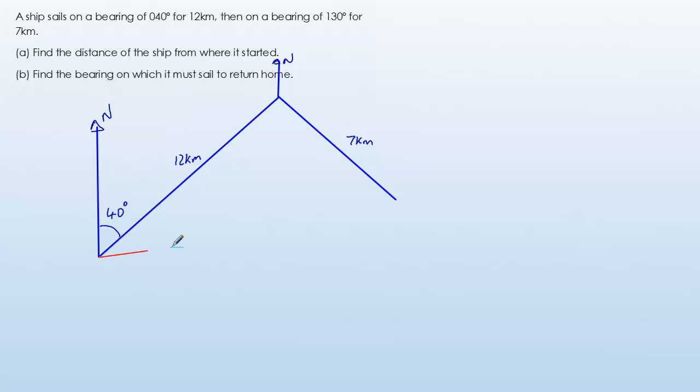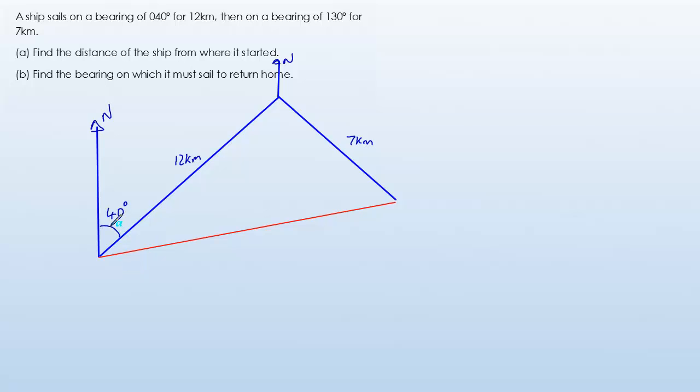Now our questions both pertain to the third side of the triangle, so how far it is from its start point, and also this is where it's got to sail along to get back to the start point. So both parts of the question relate to the red side of the triangle. Now let's see what we can discern.